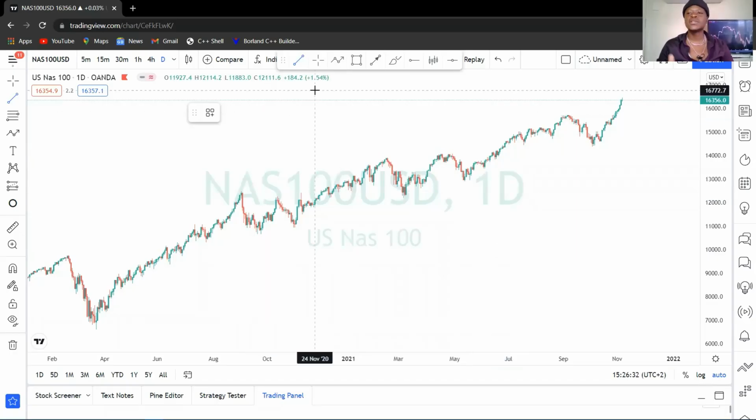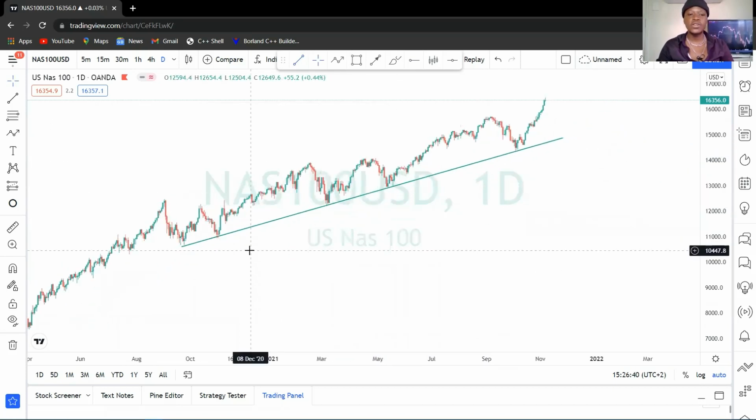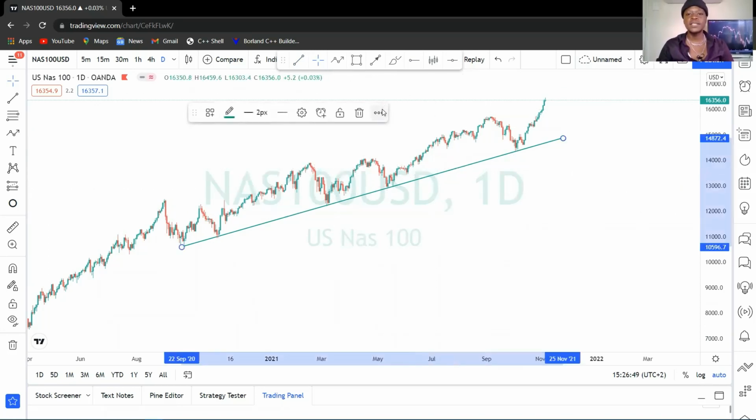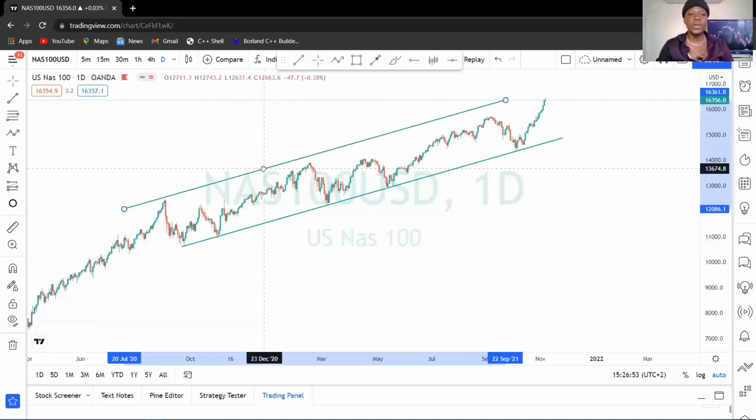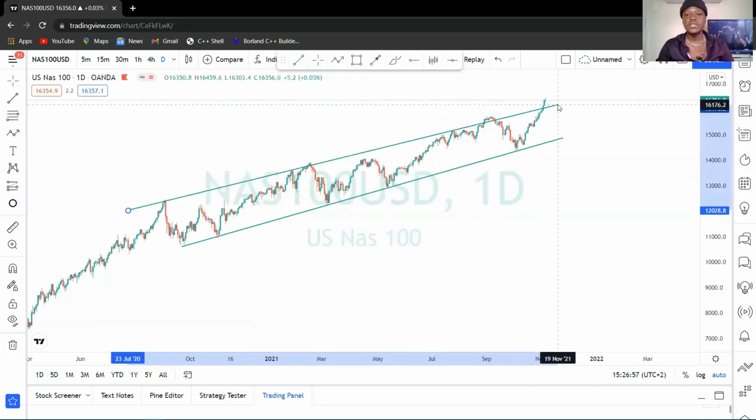So as you know, I like to start my analysis on a daily time frame. On the daily time frame, we've been having a support trend line, which is this trend line that we are having right now. As you know, where there's support, there's resistance. So let's take this and clone it, and then adjust it to be something like this.